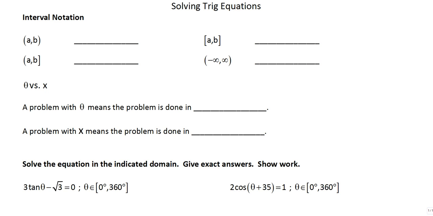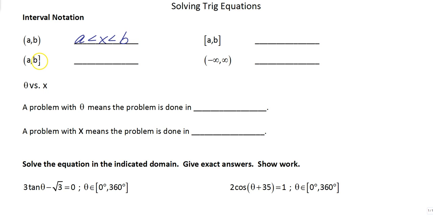Sometimes you can have infinite answers. Sometimes only the answers within a certain range are allowed. So to do that, we need to talk about interval notation. Now, parentheses means it's not included. So this A, comma B in parentheses means that your answer has to be in between the values of A and B, not including A or B.